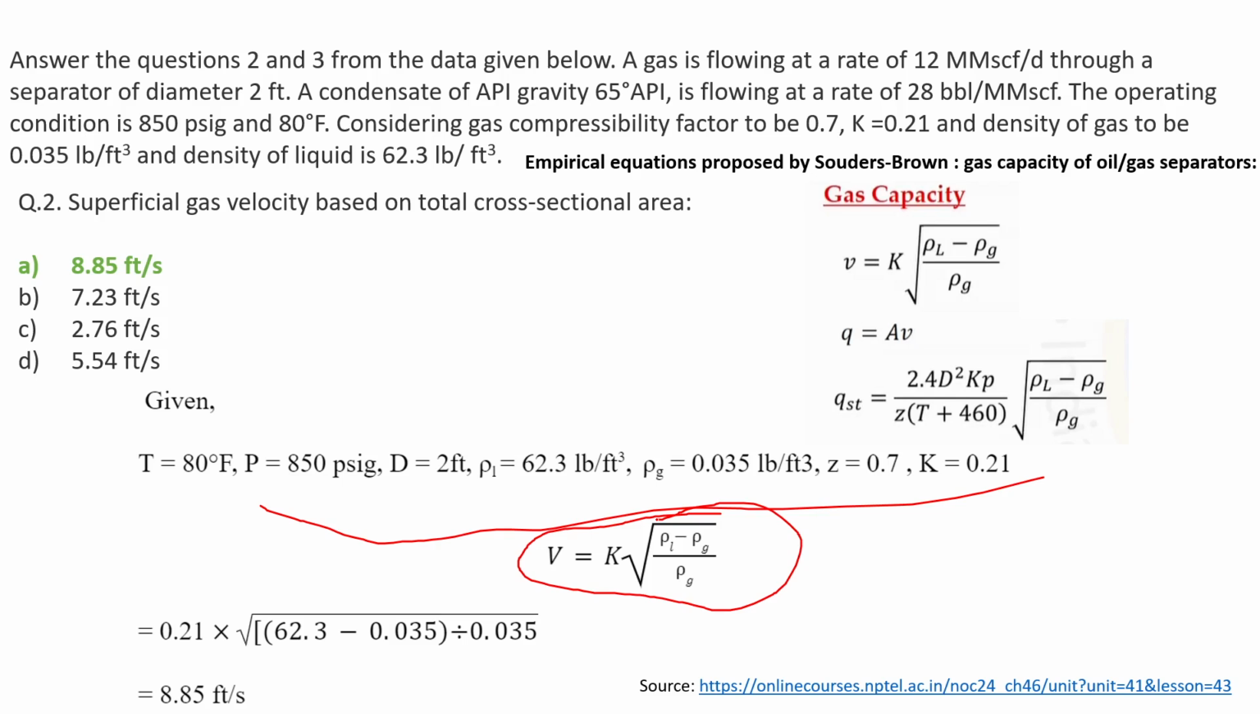This is equal to K into under root density of liquid minus density of gas divided by density of gas. So the density terms are known to us and also K value is given 0.21. We will put these values here and from that we will get the superficial gas velocity, which is equal to 8.85 feet per second, which is option A.